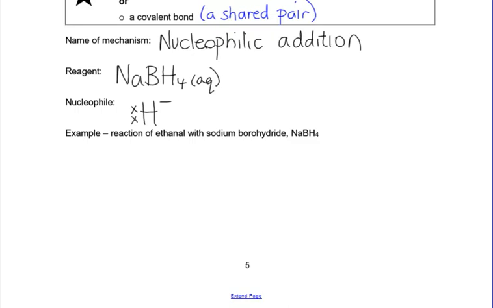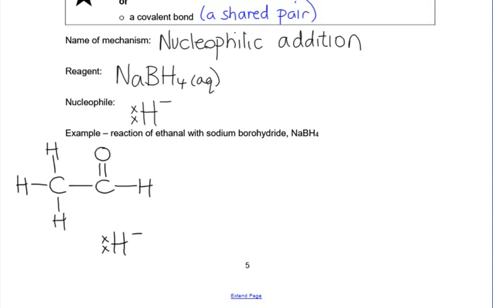Let's have a go at how that happens. We're going to draw ethanal. Let's draw a 2 carbon chain with a double bond O and a hydrogen, and then saturate this other carbon with its hydrogens. There's our structure of ethanal, and here is our hydride. So our first curly arrow is going to go from a lone pair, so curly arrows must start at a lone pair or a shared pair, from a lone pair, and it's going to attack this carbon.